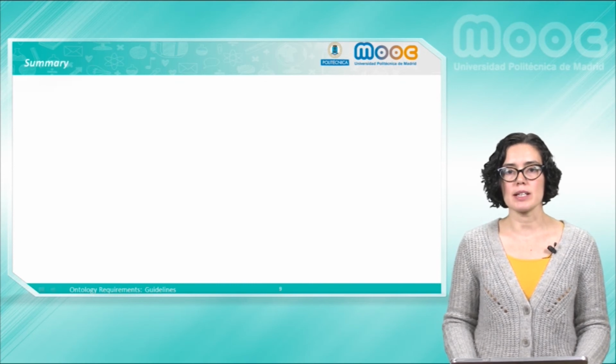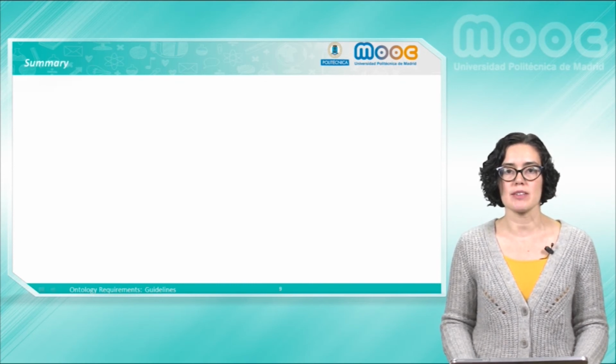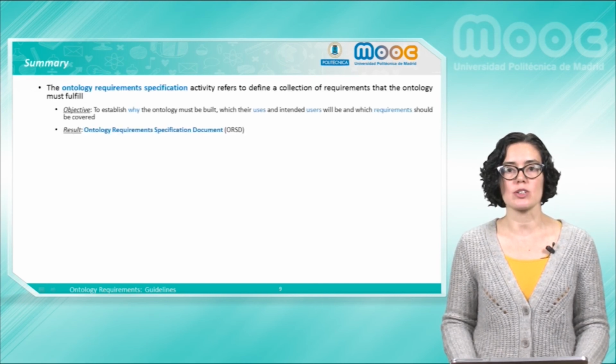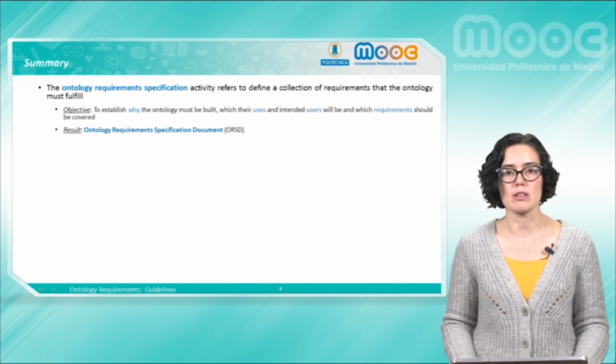Let's see now a summary of what has been presented in this video. We are going to continue, but we recommend you to stop and summarize what you have seen in the video. The Ontology Requirements Specification activity refers to defining a collection of requirements that the ontology must satisfy. The aim of this activity is to establish why the ontology must be developed, what its uses and intended users will be, and which requirements the ontology should cover. As a result of this activity, the Ontology Requirements Specification document is obtained.